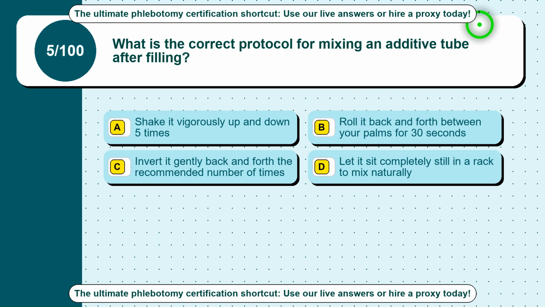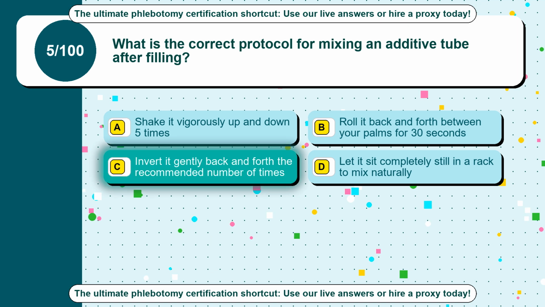Question 5. What is the correct protocol for mixing an additive tube after filling? Option A, shake it vigorously up and down 5 times. Option B, roll it back and forth between your palms for 30 seconds. Option C, invert it gently back and forth the recommended number of times. Option D, let it sit completely still in a rack to mix naturally.